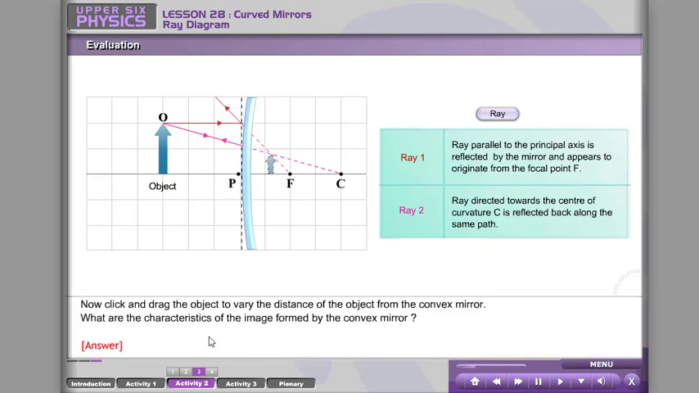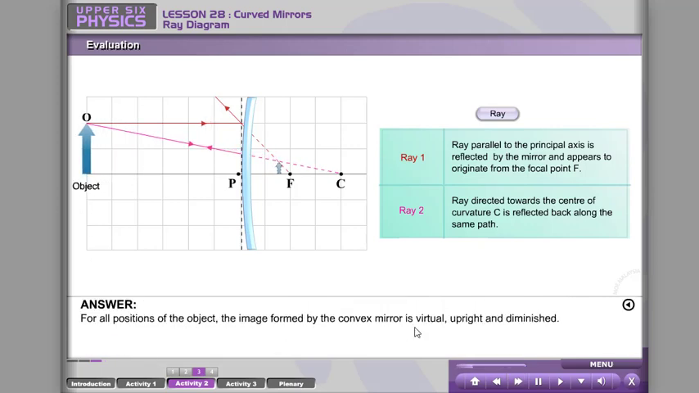Now click and drag the object to vary the distance of the object from the convex mirror. What are the characteristics of the image formed by the convex mirror? Answer: for all positions of the object, the image formed by the convex mirror is virtual, upright and diminished.